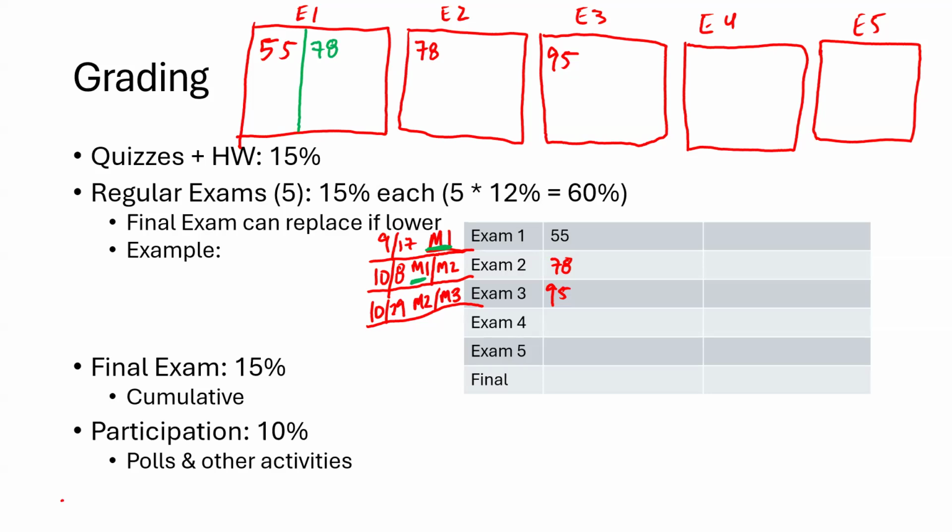Now, exam 2, that was covering, I'm going to change my color again. That was covering module 2 and module 3. So now we have a second place where we saw module 2 material, and that was on exam 3. So that's where I got a 95. I'm going to put that 95 in right here.